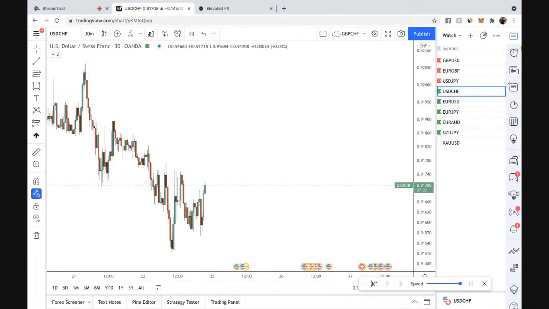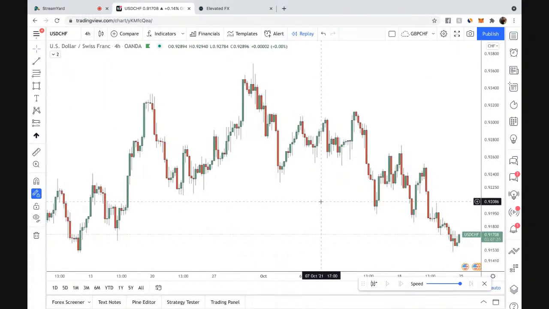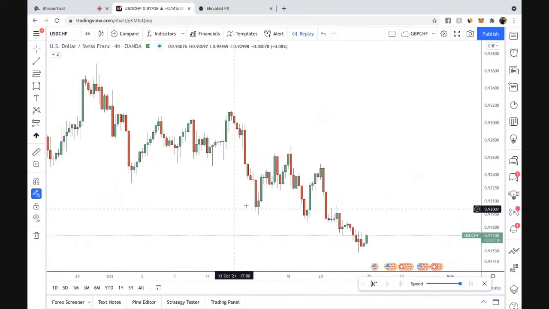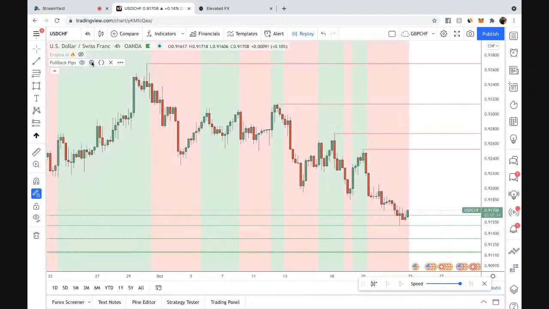So looking at this U-Swiss, let's just break down this analysis that we're doing on a consistent schedule. We're asking ourselves, where are these key levels?